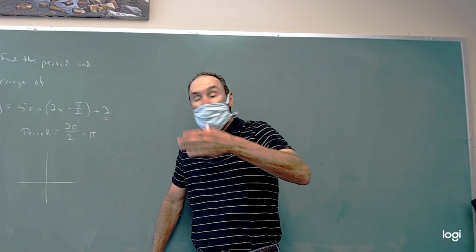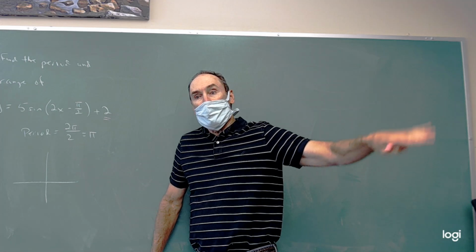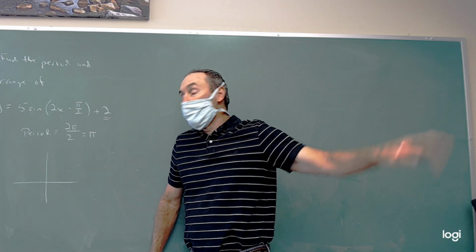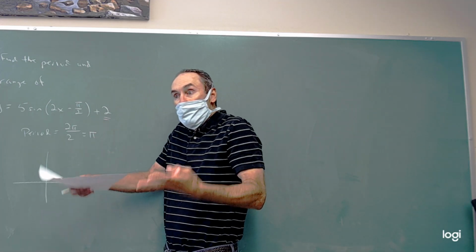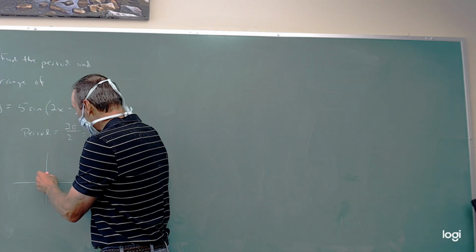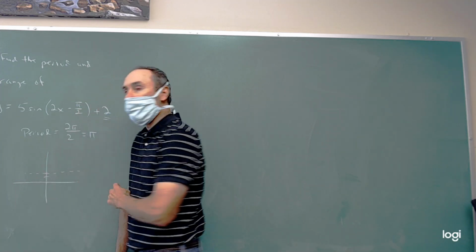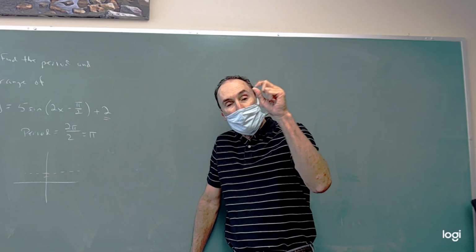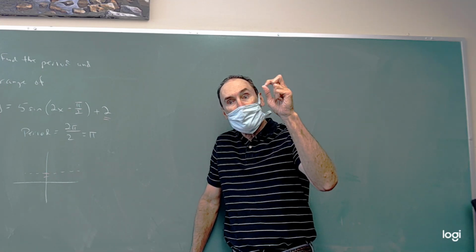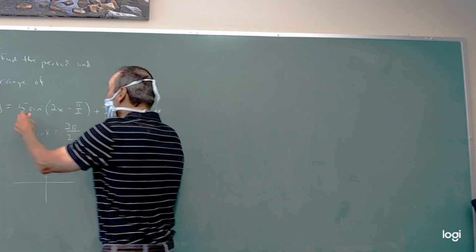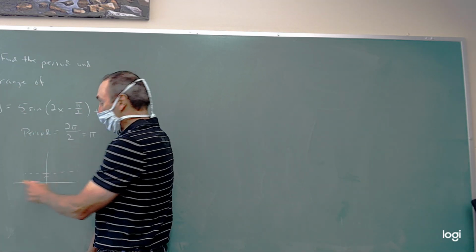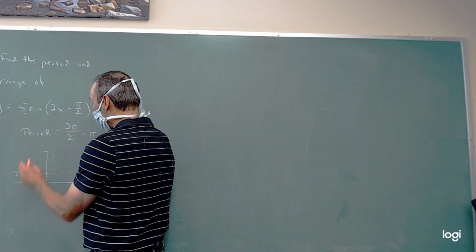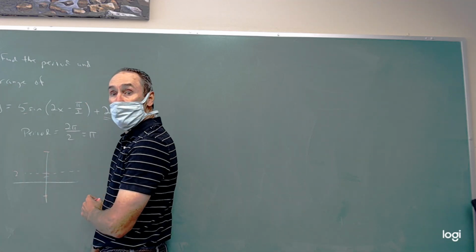Because for a normal sine or cosine curve, the midline is the x-axis. And this is the vertical stretch or shrink. So it's going to get moved up 2. So the middle of our graph, the midline of our graph, is going to be 2. And now what's the amplitude? What's the vertical stretch? That's the 5. And so from the midline of 2, we're going to go up 5 and down 5.